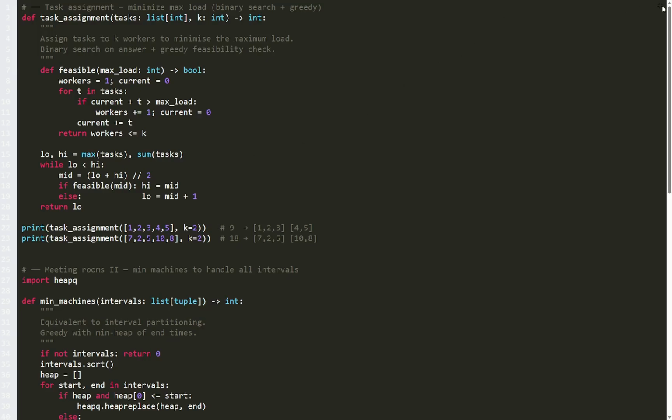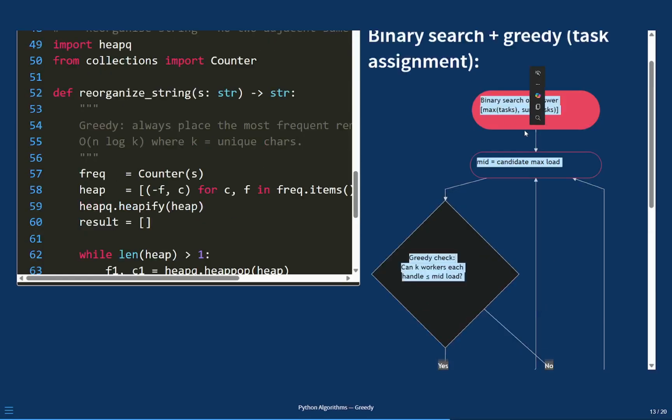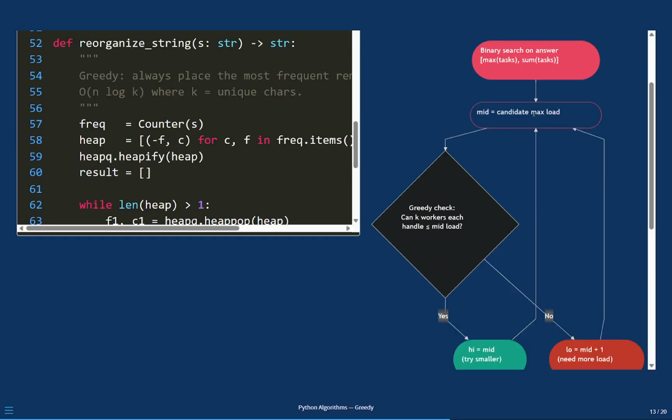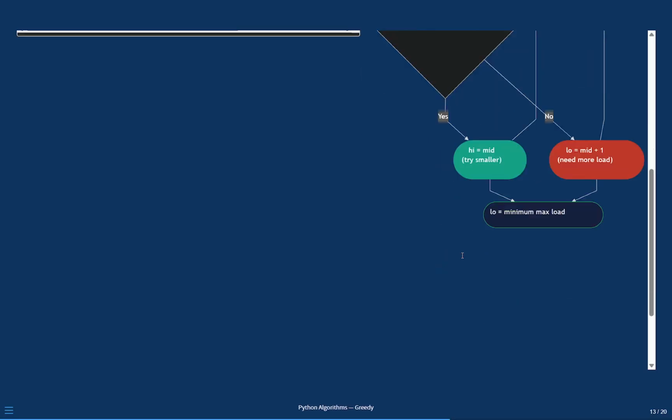The diagram shows the pattern. Binary search maintains a range for the answer. At each midpoint, the greedy check determines whether that load is achievable with K workers. Shrink the range accordingly. The final low is the minimum possible maximum load.